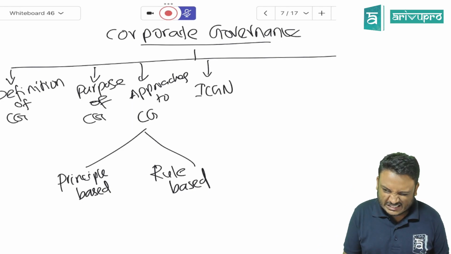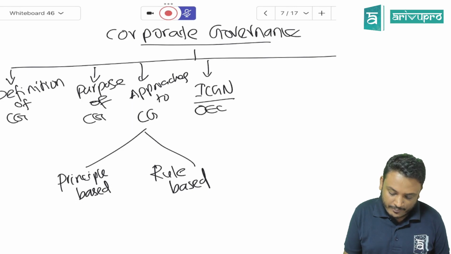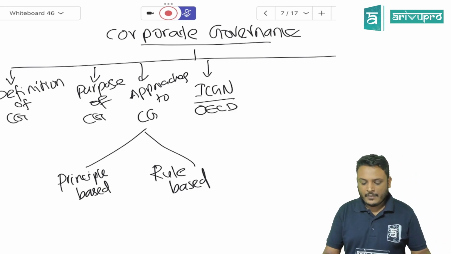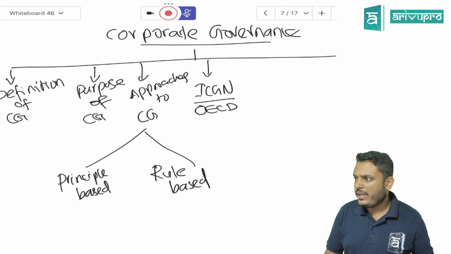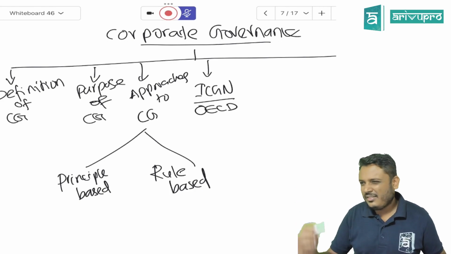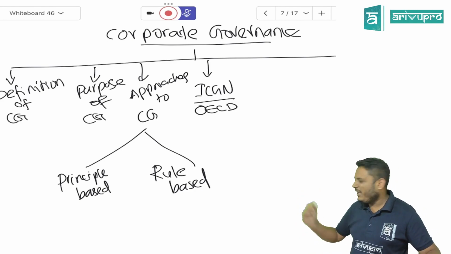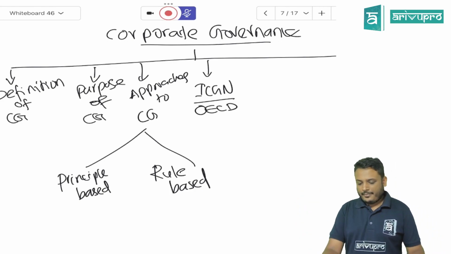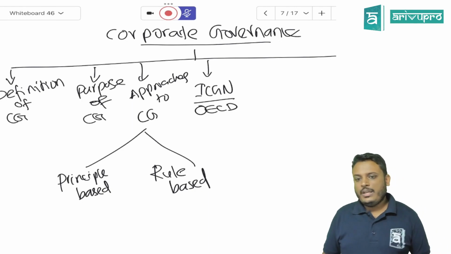ICGN, OECD. Just write down ICGN and OECD, yeah? Because no need to understand what it is. It is not in your syllabus. Just I am telling you. Right? OECD and ICGN.